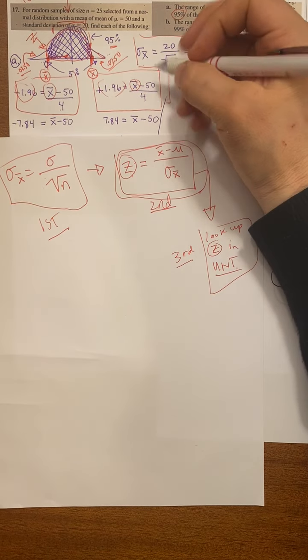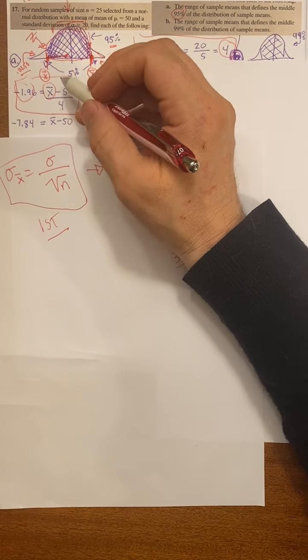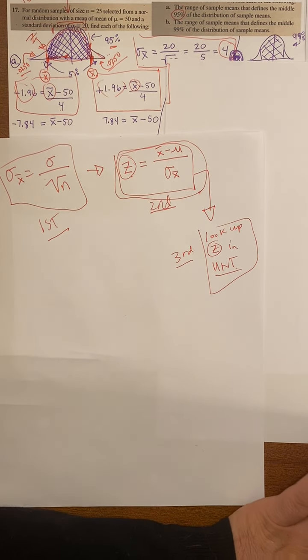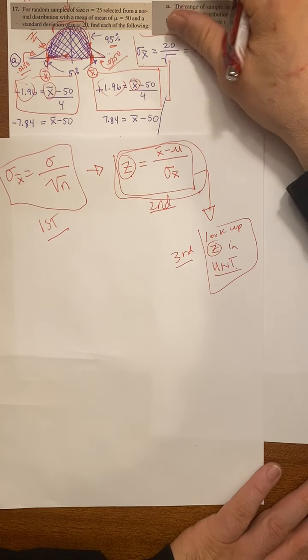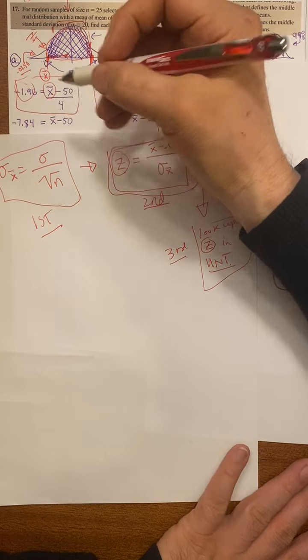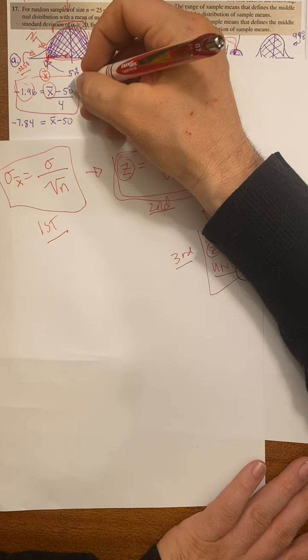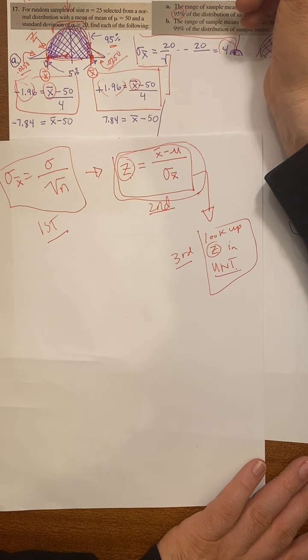The only number I have not figured out is that sample mean for each one. So at this point, that's our job. We're going to now solve for what that sample mean is by isolating it. First thing I'm going to do is get rid of the 4 here, right? So right now it's part of a division problem.